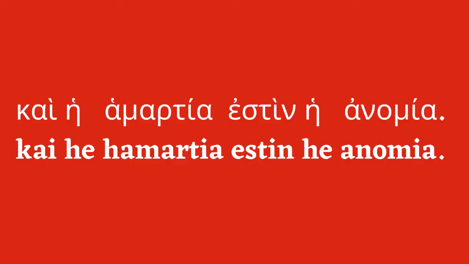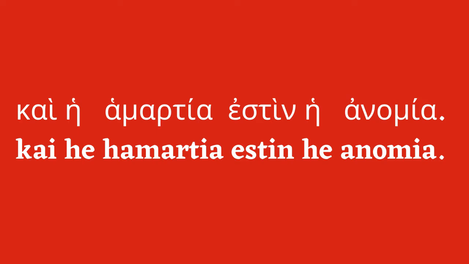Let's finish up with verse 4b, where it says, Kai he hamartia estin he anomia. Kai, and he hamartia, the sin, estin, he, she, or it is, in this case it, because we're talking about an abstract concept. Kai he hamartia estin he anomia, and sin is lawlessness.